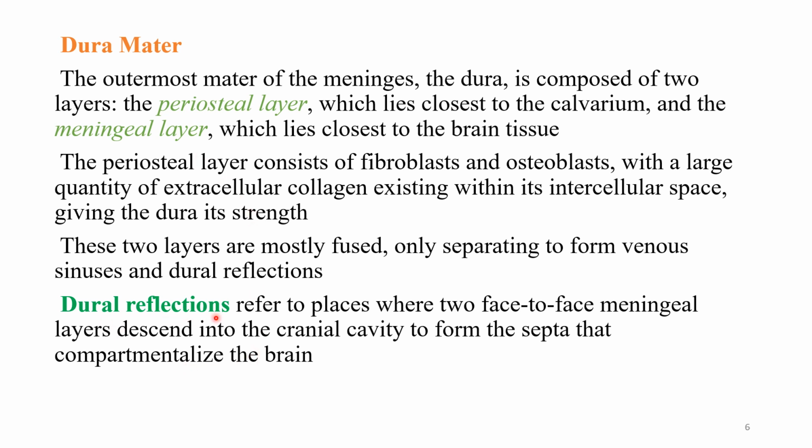Now coming to the dural reflections. Dural reflections refer to the places where two face-to-face meningeal layers descend into the cranial cavity and form septa, and they will compartmentalize the brain. So two layers of the dura mater will descend down into the cranial cavity, form septa and divide the brain tissue.